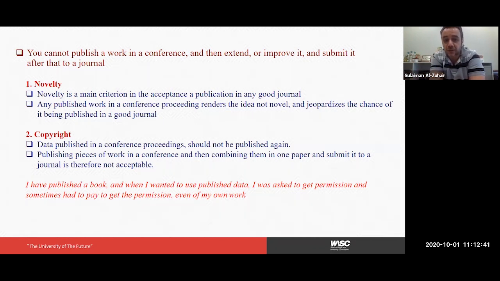Publishing pieces of work in conferences and then combining them in one paper and submitting it to a journal is therefore not acceptable. Again, I've heard from people who say, we publish bits and pieces in different conferences, then we combine them together in one comprehensive paper, and then we publish it in a journal. This is, again, not acceptable for the same reason.